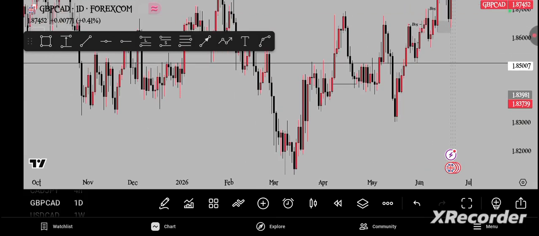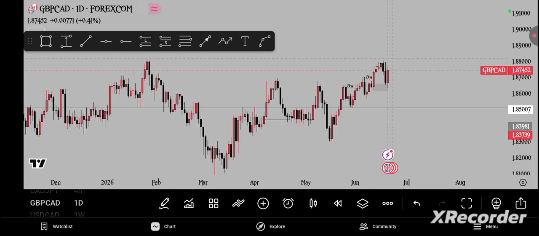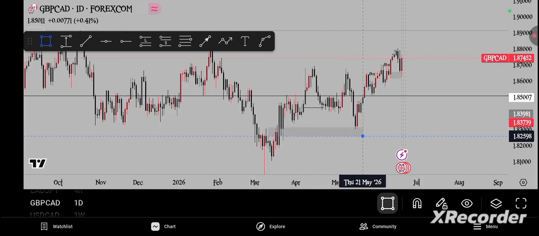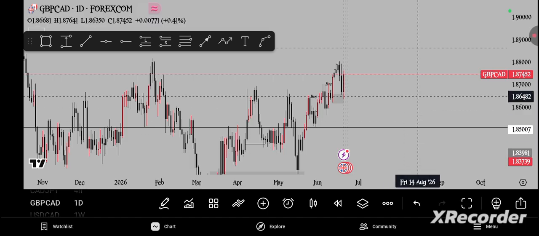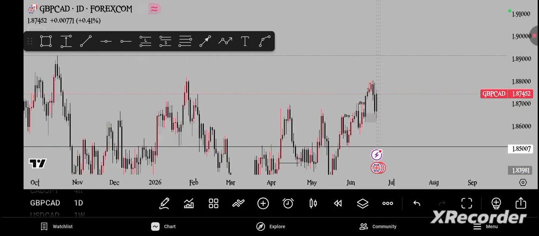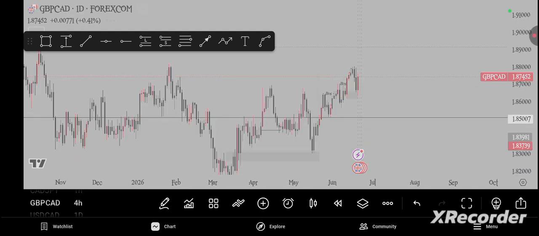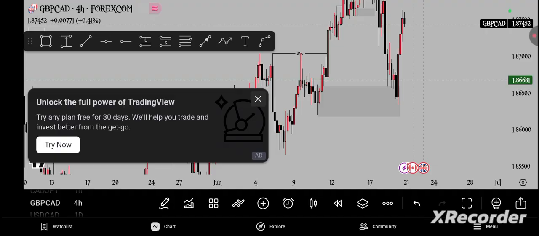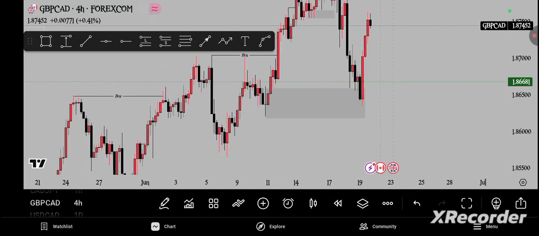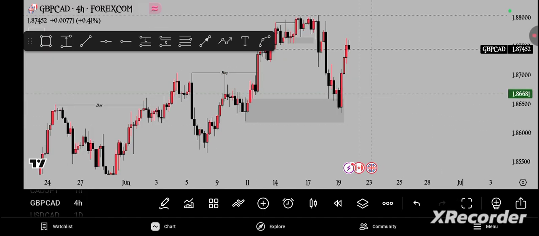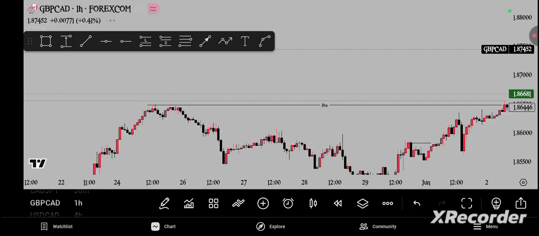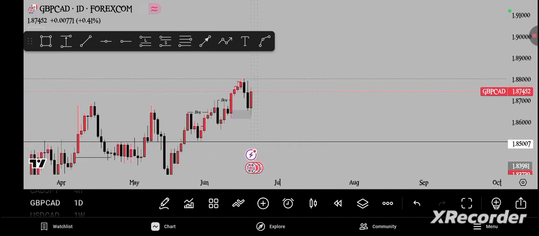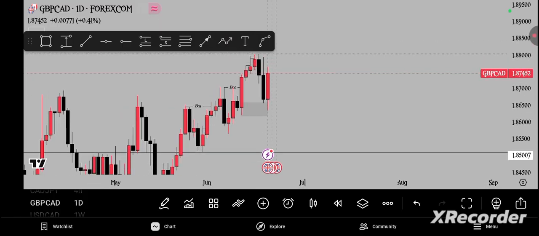Going to CADJPY. From it, you can already see that we are bullish here. After tapping into this demand, price has been pushing upward with this daily break of structure to the upside. Coming to the 4 hour, price has indeed taken liquidity and is now pushing to the upside.